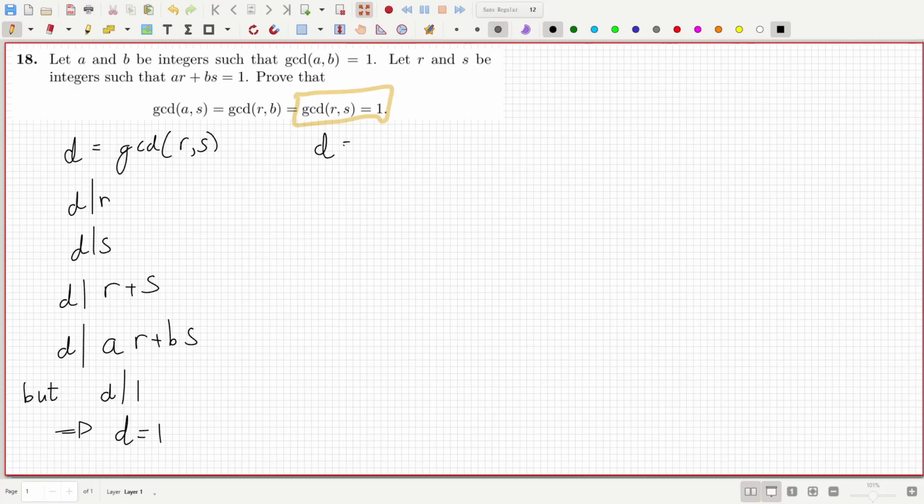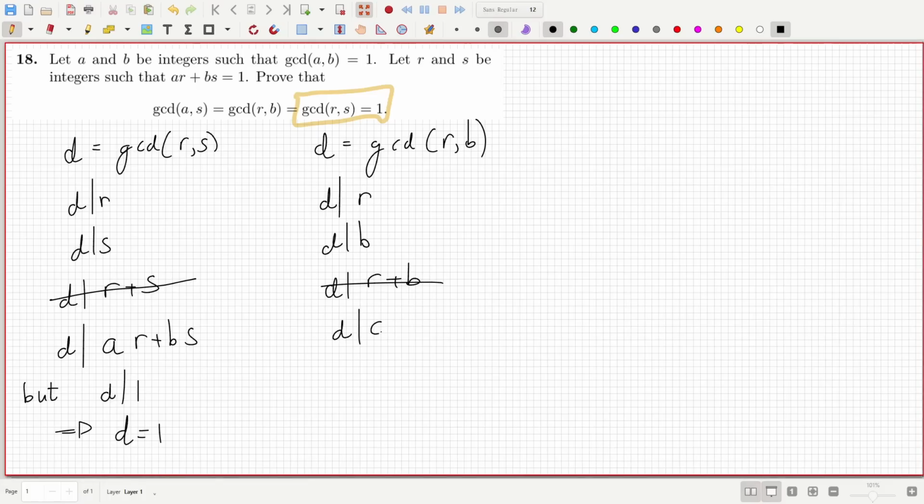Let's say D equals the GCD of R and B. So that means D divides R, D divides B. So D would certainly divide R plus B. And likewise, it would divide multiples of each of them added together. I guess I don't really need to say this step here, do I? D would divide AR plus BS, but that means D divides 1, so D equals 1.